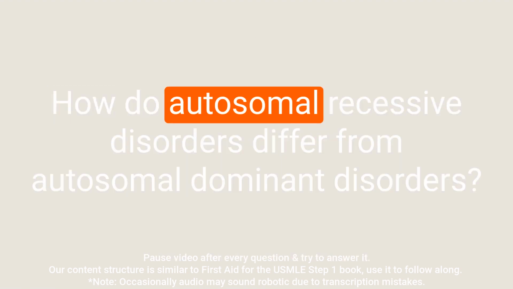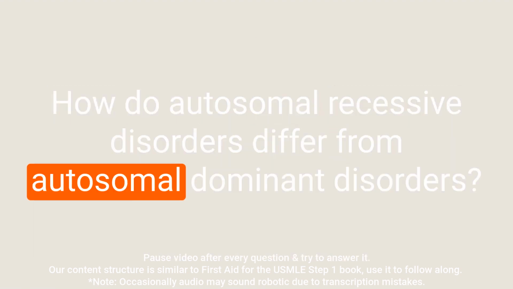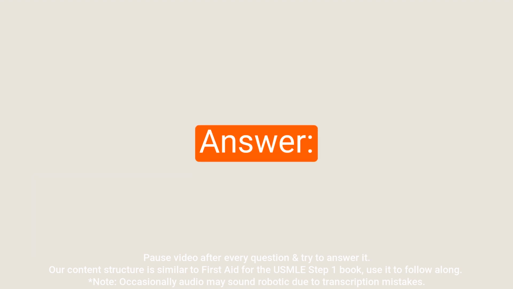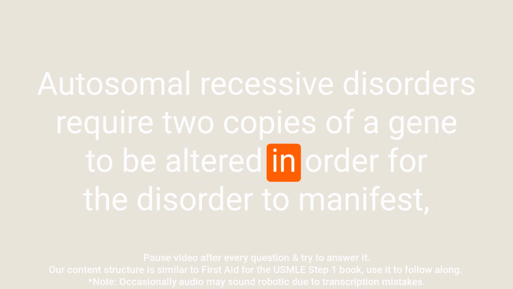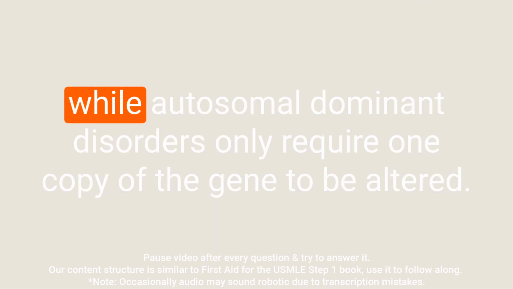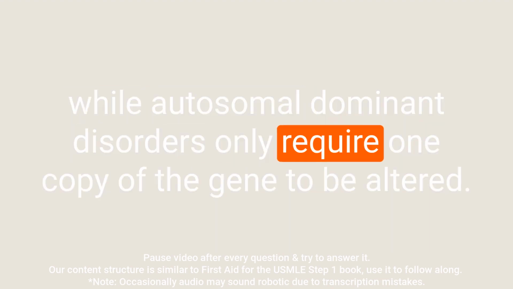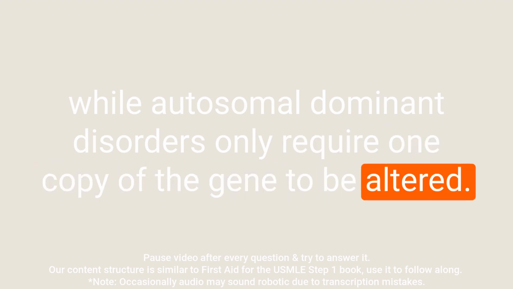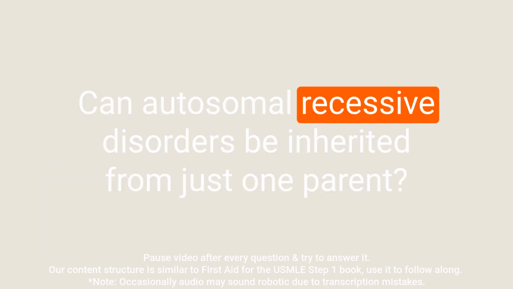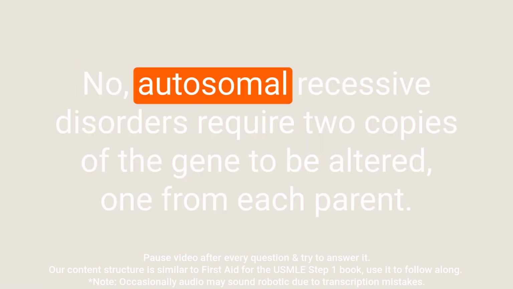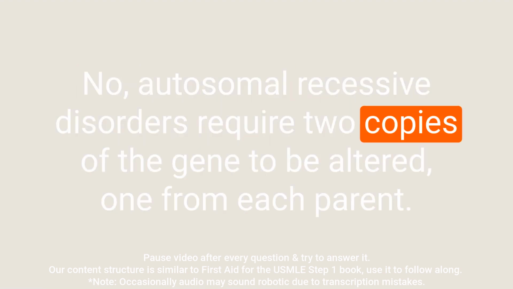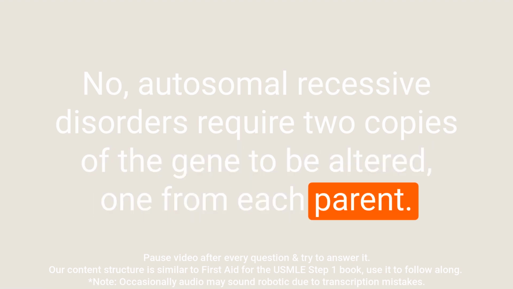Question: How do autosomal recessive disorders differ from autosomal dominant disorders? Answer: Autosomal recessive disorders require two copies of a gene to be altered in order for the disorder to manifest, while autosomal dominant disorders only require one copy of the gene to be altered. Question: Can autosomal recessive disorders be inherited from just one parent? Answer: No. Autosomal recessive disorders require two copies of the gene to be altered, one from each parent.